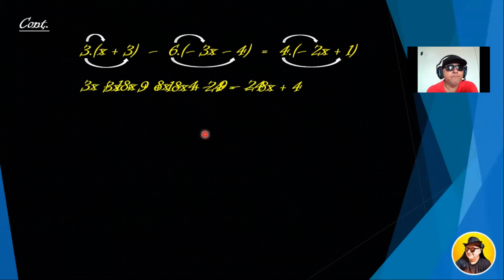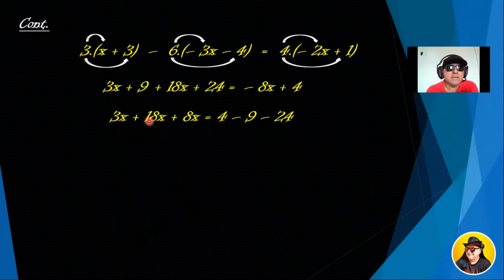See, 3x plus 18x plus 8x, as I told you, and positive 4, minus 9, it was plus 9, now it is minus 9, and plus 24 now is minus 24. So let's do calculations. 3x plus 18x plus 8x. If all of them have the same sign, you add them and keep the same sign. And here I have 4, but now I have minus 9 and minus 24.